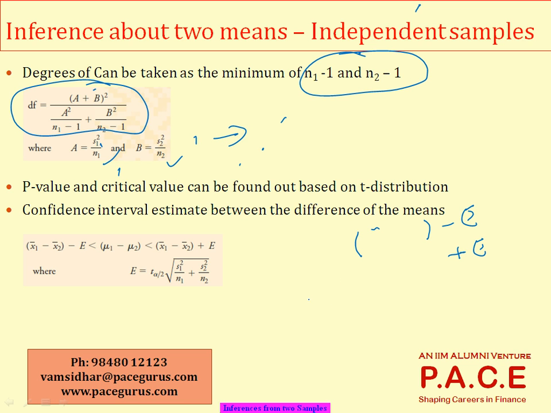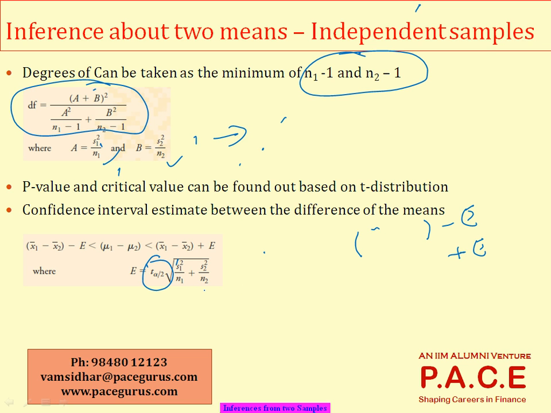Margin of error again is the critical value times the standard error. In this case, because we are using the t distribution, I'll use the critical value corresponding to t. And at the same time, the standard error, which we have already found in our previous case, is the root of s1 squared by n1 plus s2 squared by n2.